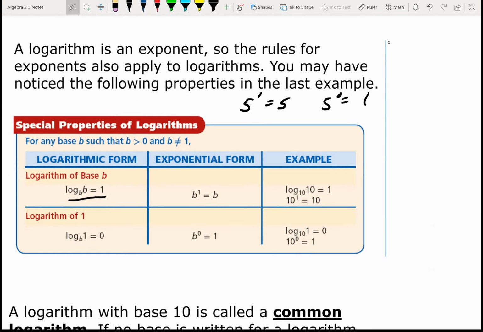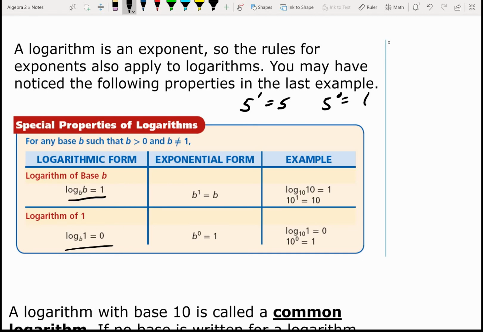And then a logarithm of 1. Log base b of 1 is equal to 0. Why? Because b raised to the 0 is equal to 1. Again, any number raised to 0 is equal to 1. So here we have log base 10 of 1 equals 0. Again, why? Because 10 raised to the 0 is 1. These are special properties of logarithms, or I like to say consequences of exponents.